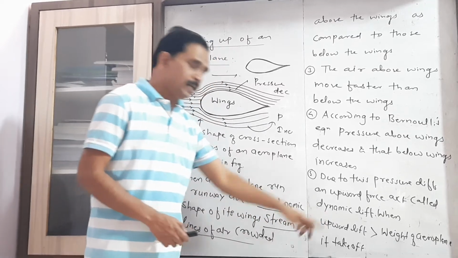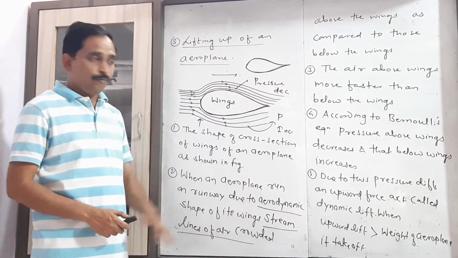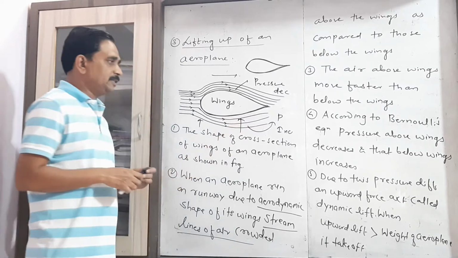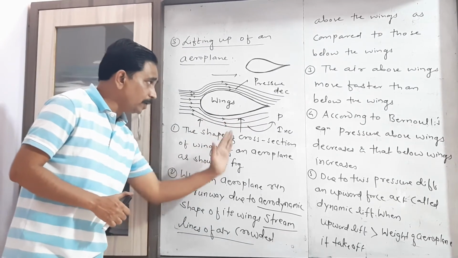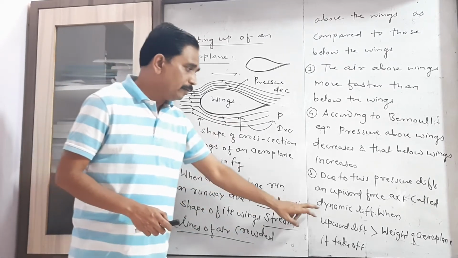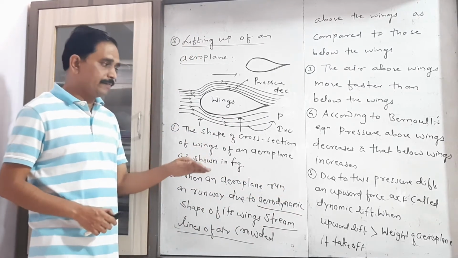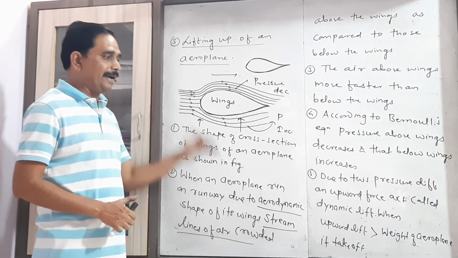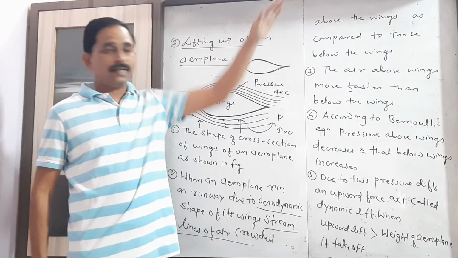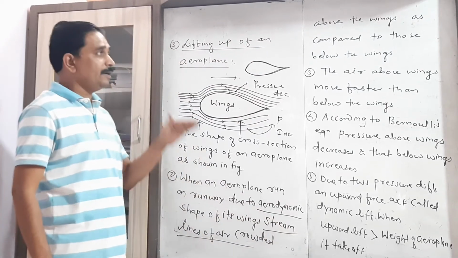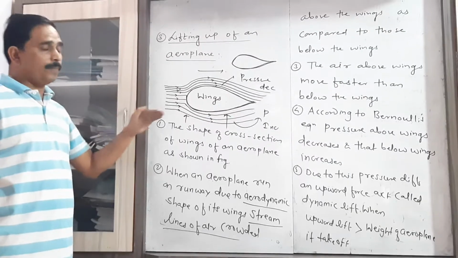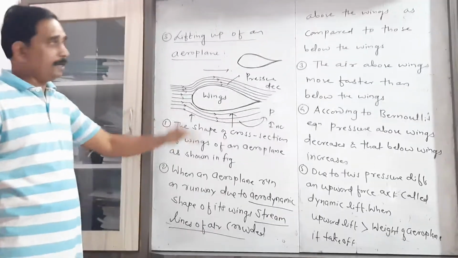Now when this condition gets satisfied, when the dynamic lift, the force exerted from the lower side of the wings because of the air, becomes greater than the weight of the aeroplane, then the aeroplane can easily take off in the air. So this is how we can say why an aeroplane can take off in the air.